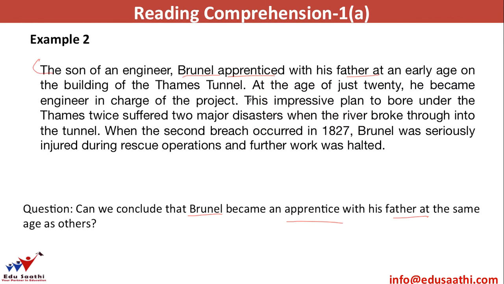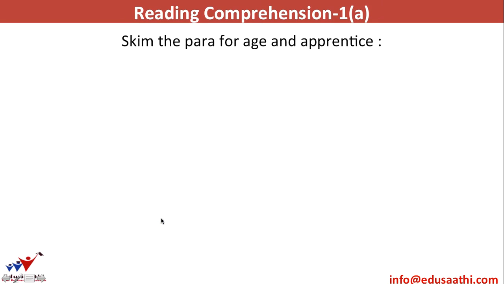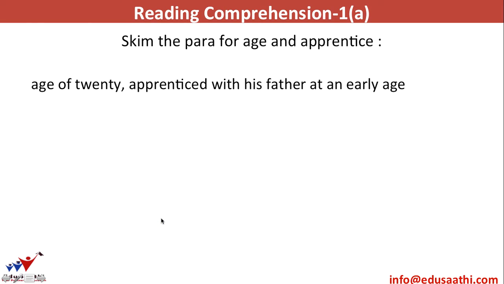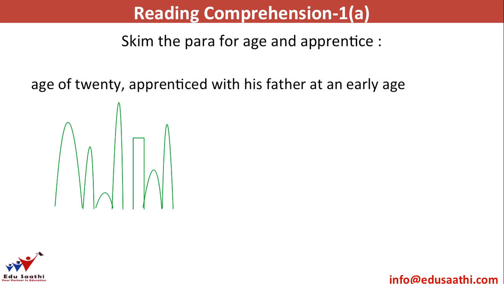Now, in these two lines, I do not find something like less or more, like was he young or was he old, nothing like that. I'm not reading the other passage. I've just read these two lines, no mention. So according to me, this is a false conclusion. Let's check. Now I've skimmed the passage. At the age of 20, apprenticed his father at an early age.